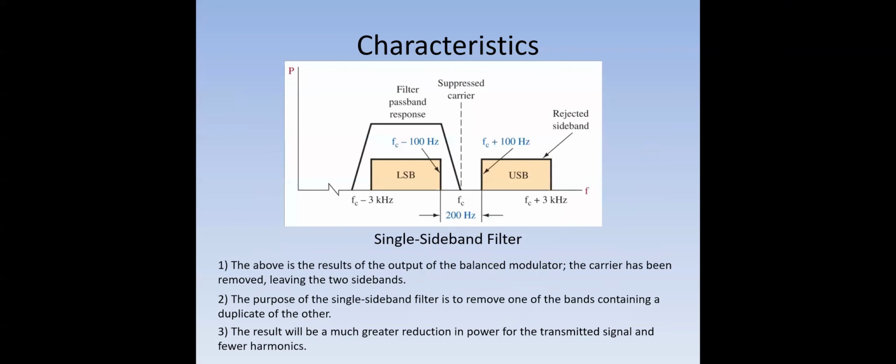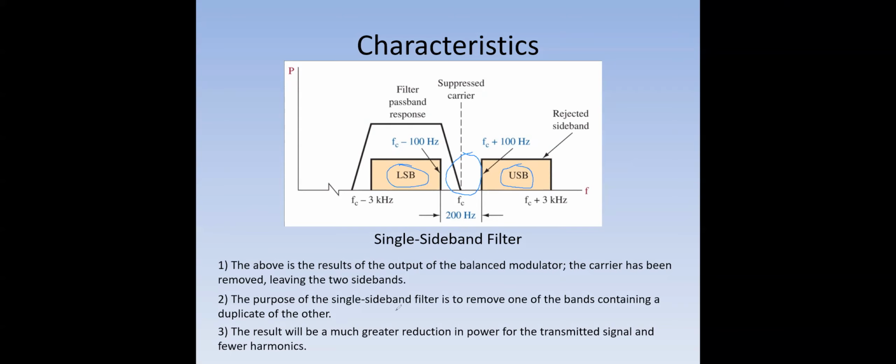Okay, so here's an example of a single sideband filter. What we're going to do here is look at this for a second. All right, let's take a look at the information first. The above is the result of an output of a balanced modulator. The carrier has been removed. As you can see, there's nothing here. The carrier is gone, leaving the two sidebands. We have our lower sideband and our upper sideband.